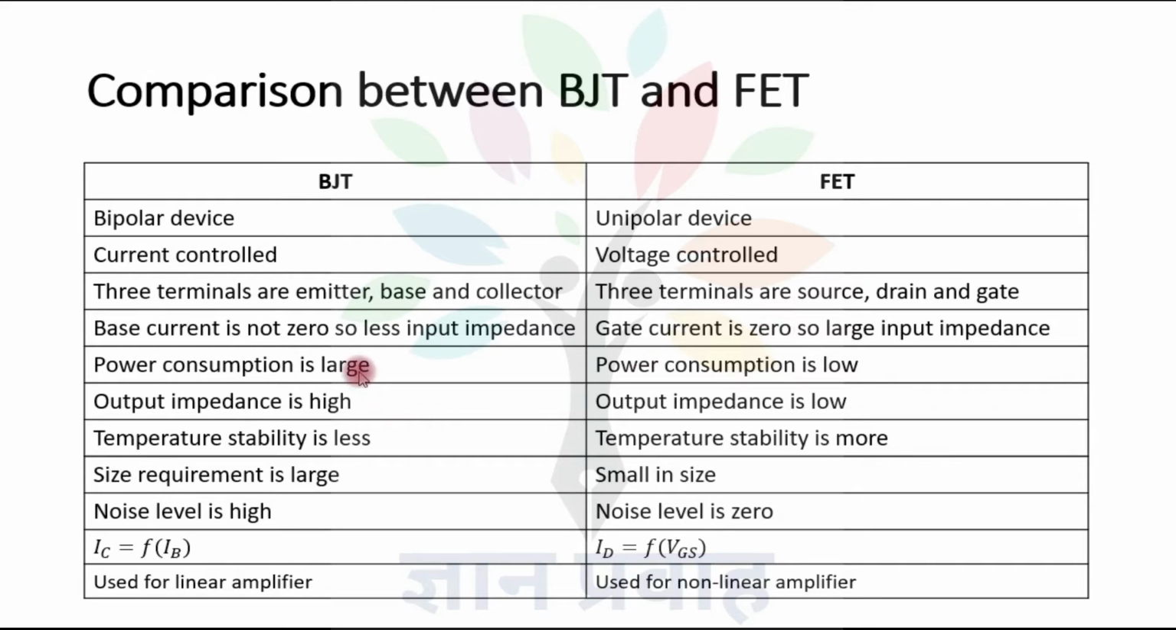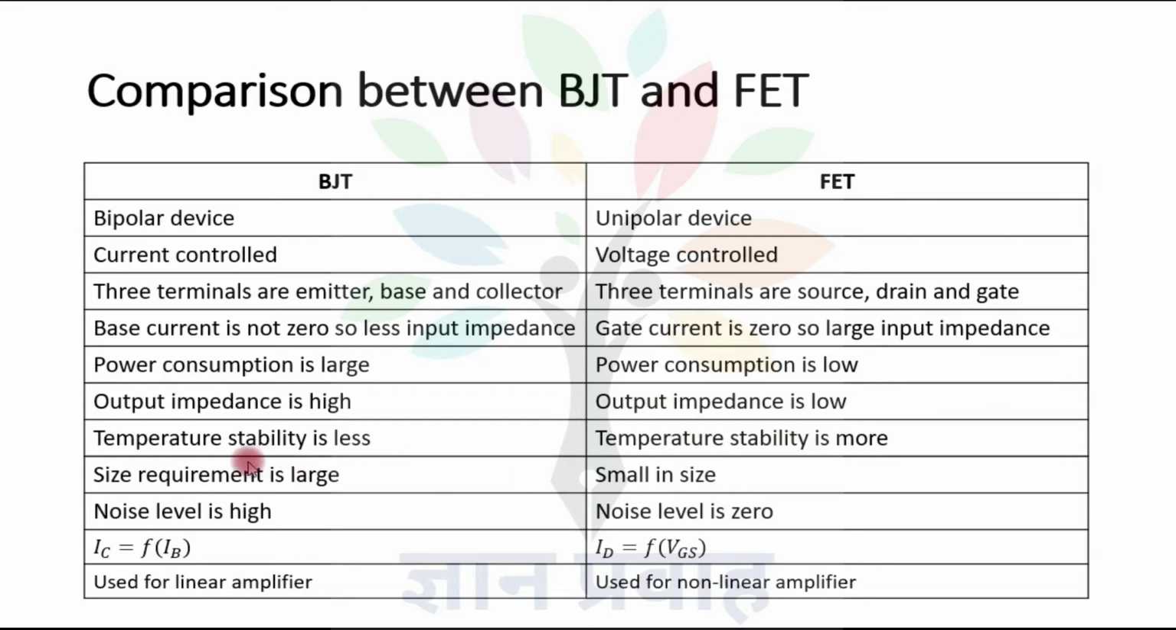The power consumption is large in case of BJT, while power consumption is low in case of FET. So FETs can be used for low power designing. The output impedance is high in case of BJT, while output impedance is low in case of FET as compared to BJT. The temperature stability is less. If there is any change in the temperature, then BJTs are more affected as compared to FET. It means the temperature stability is more in case of FET.